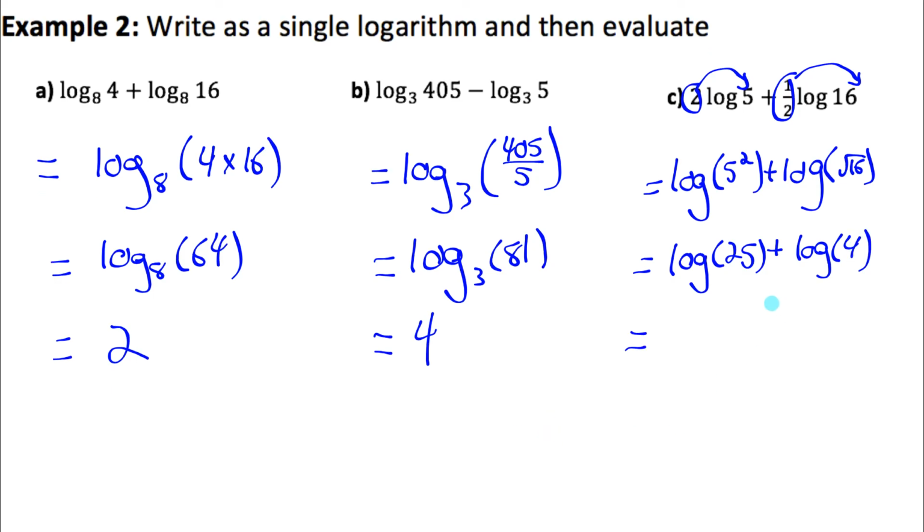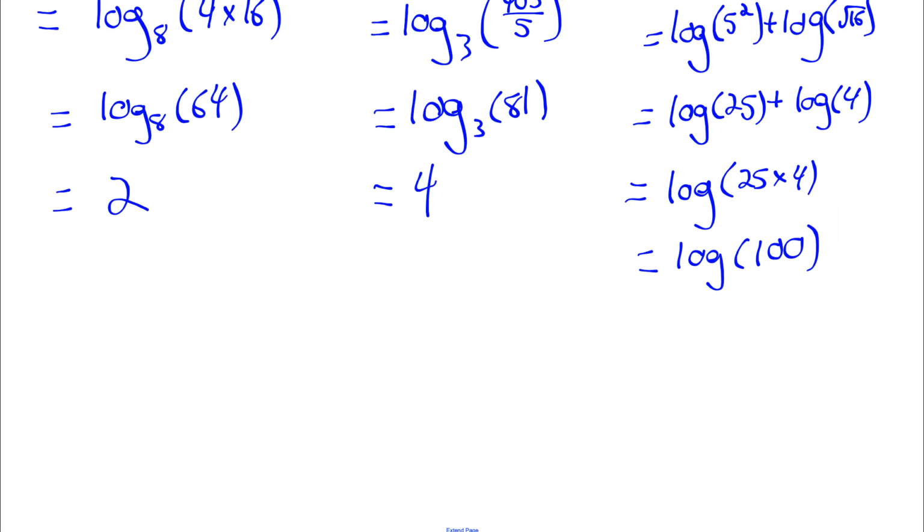And now notice these logarithms are being added and both logs have base 10. So I could rewrite them as a single logarithm with their arguments 25 and 4 being multiplied. And 25 times 4 is 100. And remember, this common logarithm does have a base of 10 even though I'm not writing it. So what this expression means, it means what exponent goes on 10 to get 100. Well, 10 squared is 100, so my answer is 2.